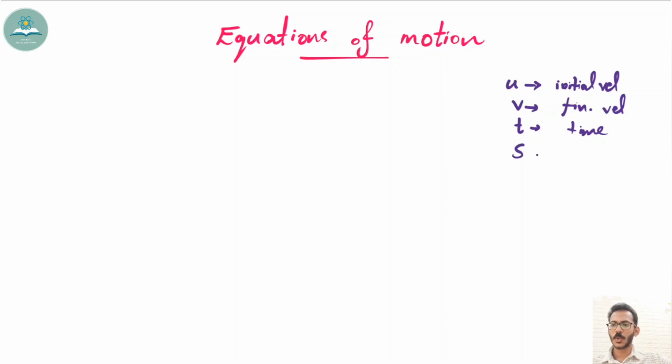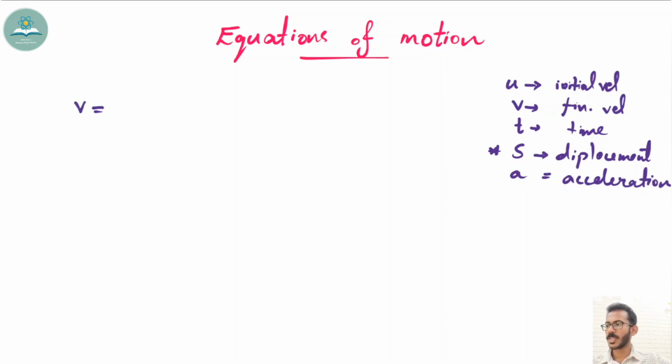Now s, don't be confused with s. s is very, very important. Usually we'll be confused with this. s is not speed, it is the displacement or the distance. It is the displacement. Then small letter a. a stands for acceleration. Now using all this, we'll write the equations of motion.